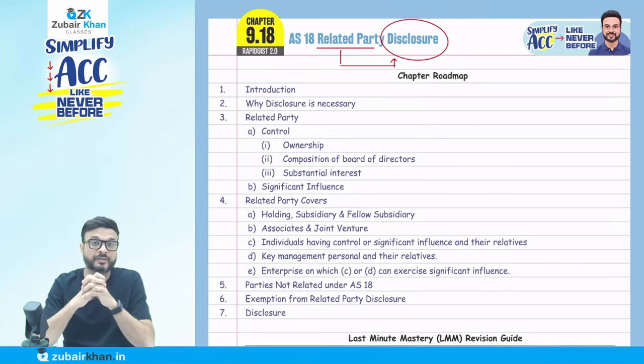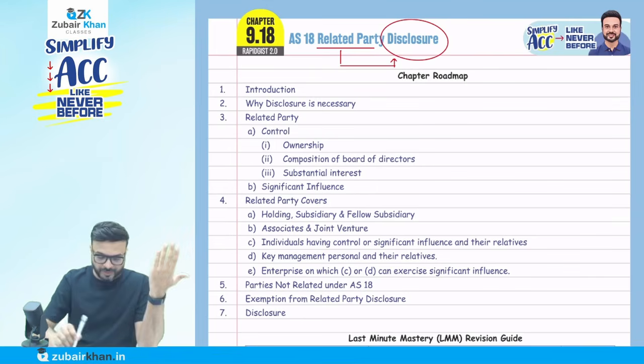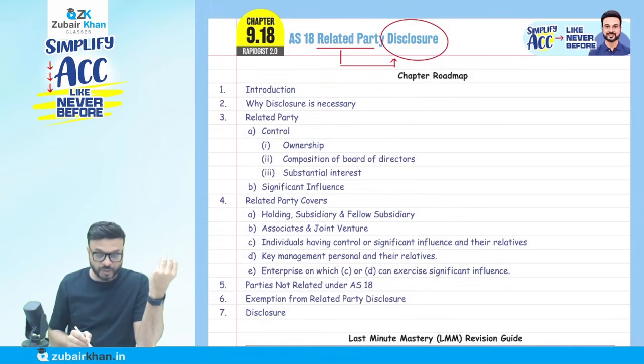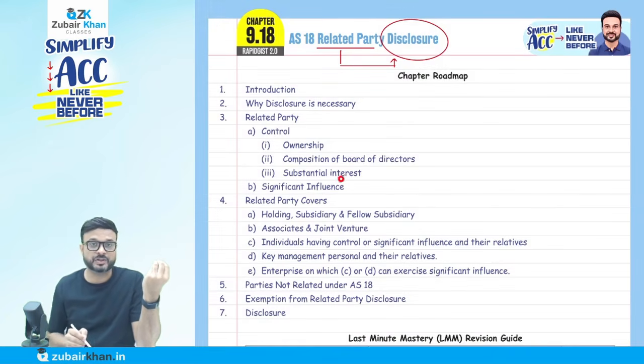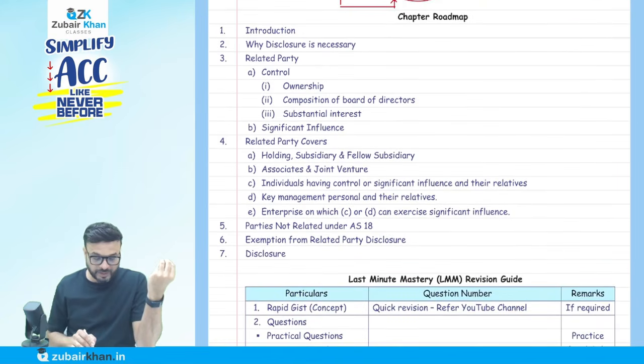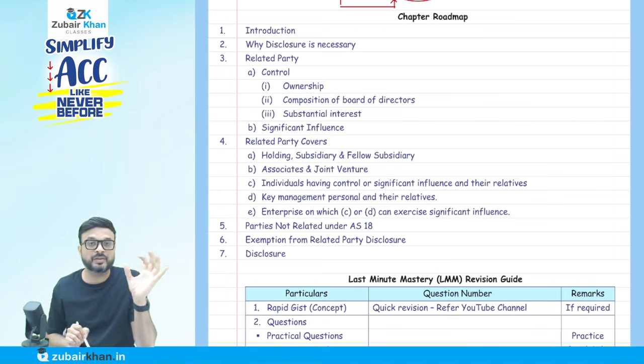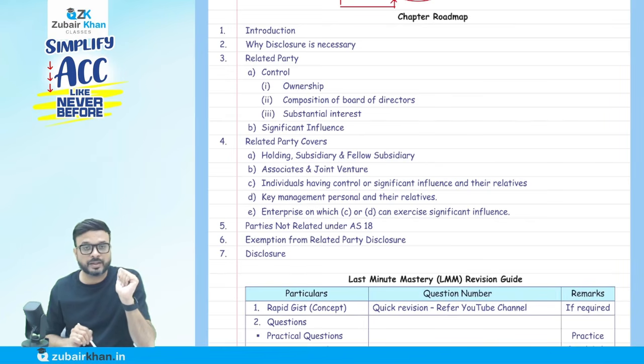Okay. So as you can see on screen, I'm going to discuss the introduction, why disclosure is necessary, related party, control. Now in related party, control covers ownership, composition of board of directors, substantial interest. Then point B is significant influence. Related party covers holding, subsidiary and fellow subsidiary, associates and joint venture, individuals having control or significant influence and their relatives, key management persons and their relatives, enterprises on which point C or D can exercise significant influence, parties not related under AS 18, and exemption from related party disclosure.